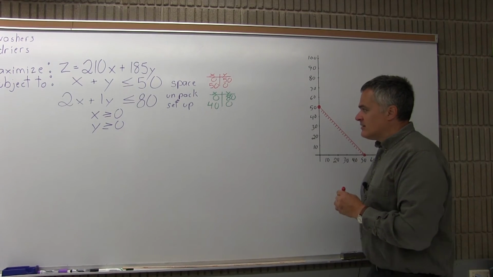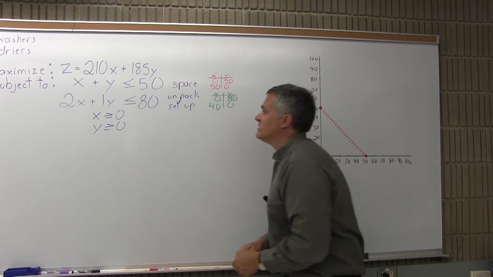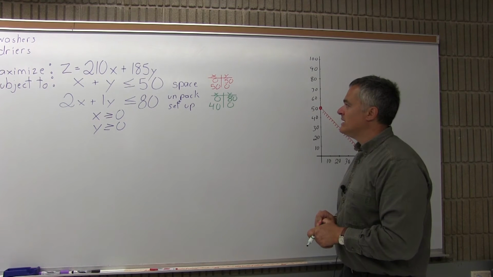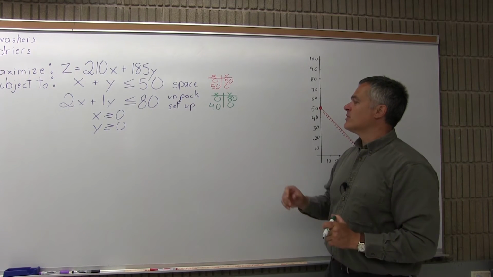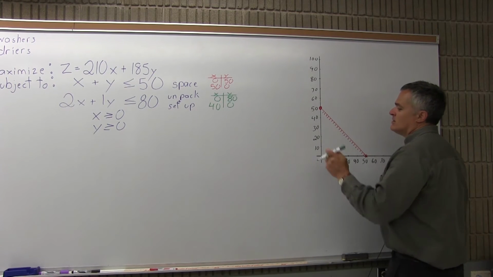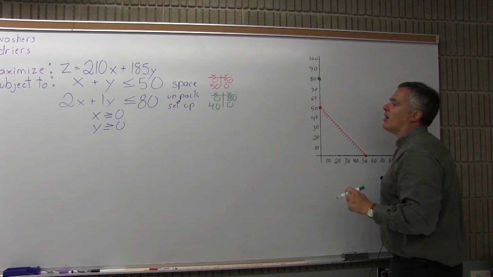Now, the next constraint for the unpacking and setup time I did in green. So I have 2x plus 1y is less than or equal to 80. I started that one in green. So to put that on my graph, I'm going to put one point on the graph that is over 0 up 80. So I'll find the point that is over 0 up 80 and make a green dot.